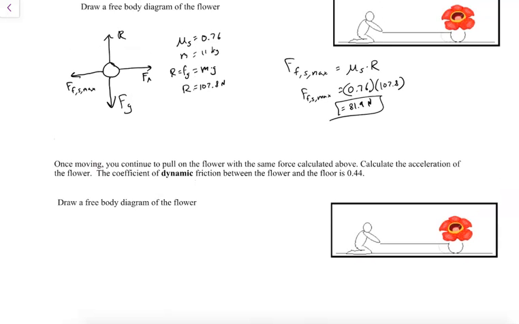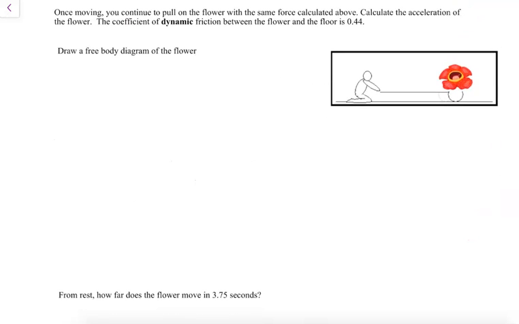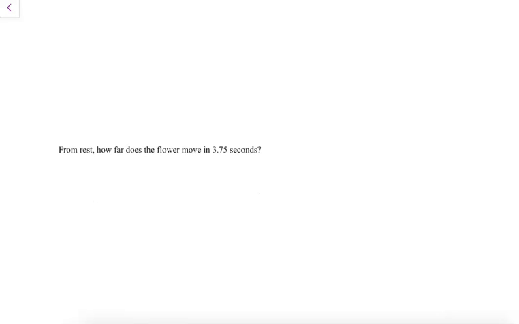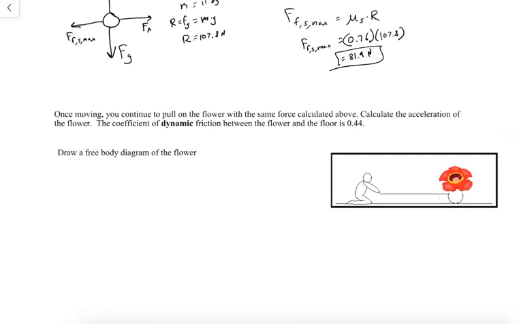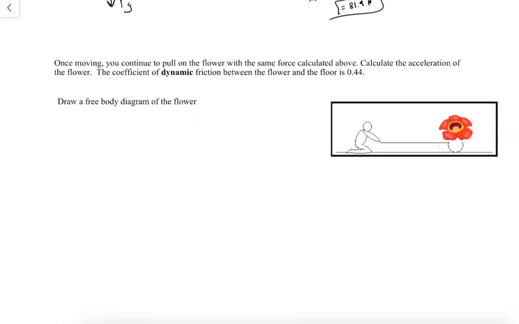We move to dynamic friction, and then the last question, which I might just leave you to do on your own, is start thinking about how we can incorporate kinematics into this situation, because it will be moving now, and since it's moving and there's an acceleration, then we have motion math. All right, once moving, you continue to pull on the flower with the same force calculated above, so the 81.9 newtons. Calculate the acceleration of the flower. The coefficient of dynamic friction between the flower and the floor is 0.44.